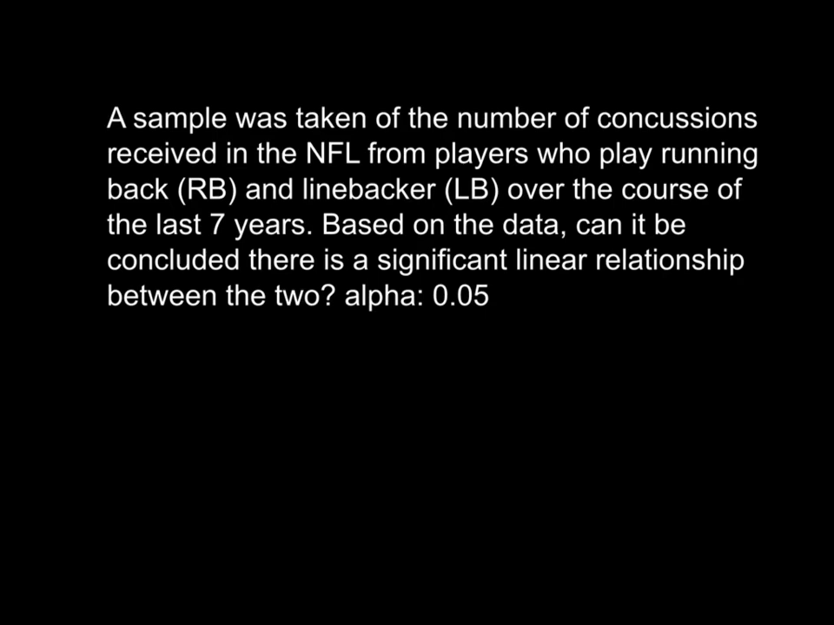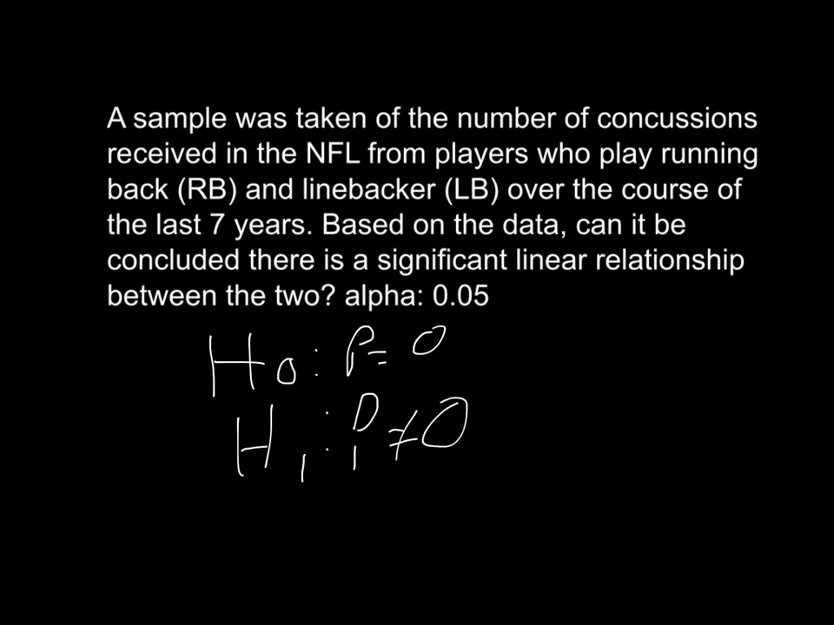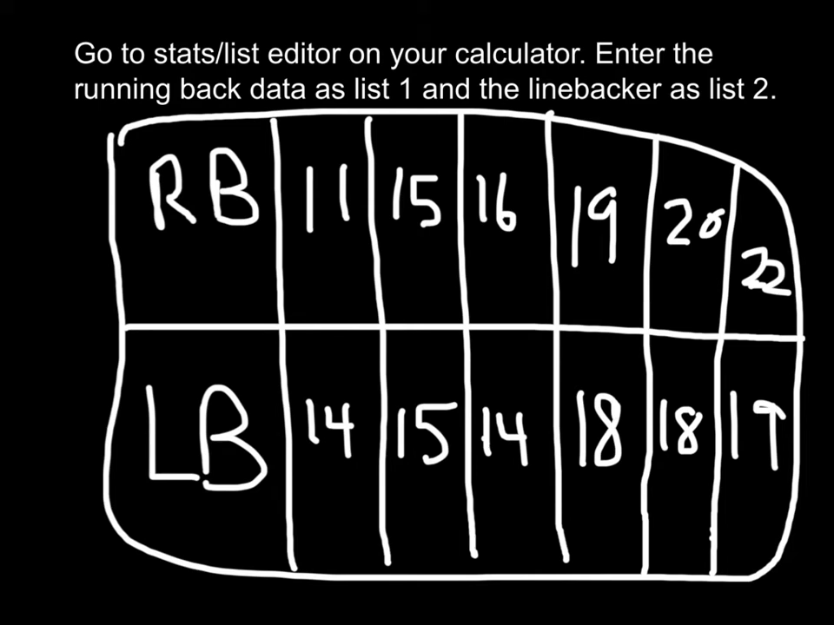The problem reads, a sample was taken of the number of concussions received in the NFL from players who play running back and linebacker over the course of the last 7 years. Based on the data, can it be concluded there is a significant linear relationship between the two? The alpha is 0.05, so our hypothesis will be P equals 0, and our alternative hypothesis will be P does not equal 0. Here you can see the data for the running backs' concussions in the last 7 years and the linebackers' in the last 7 years.